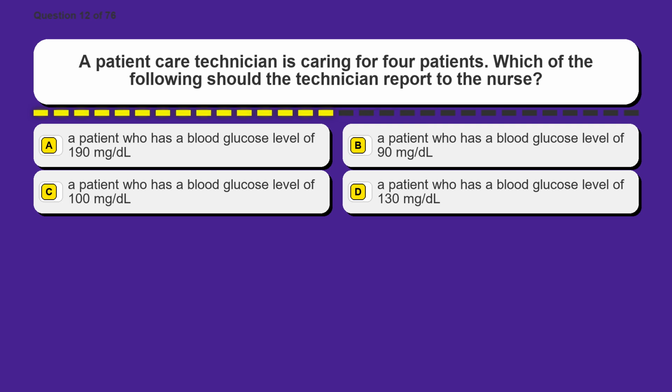Option B, a patient who has a blood glucose level of 90 mg/dl. Option C, a patient who has a blood glucose level of 100 mg/dl. Option D, a patient who has a blood glucose level of 130 mg/dl.